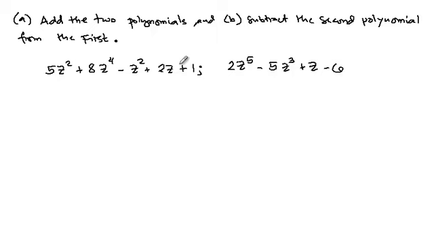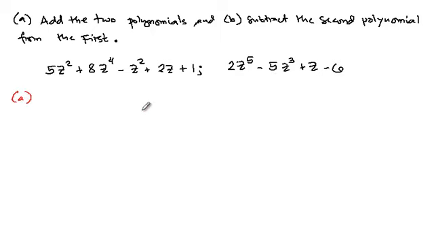Here we're given two polynomials and we are tasked, for task A, to add the two polynomials, and for task B, to subtract the second polynomial from the first, meaning subtract the second from the first. Okay, this is the first polynomial, this is the second polynomial. Okay, now let's go for A.